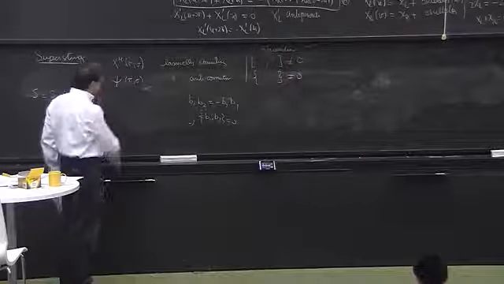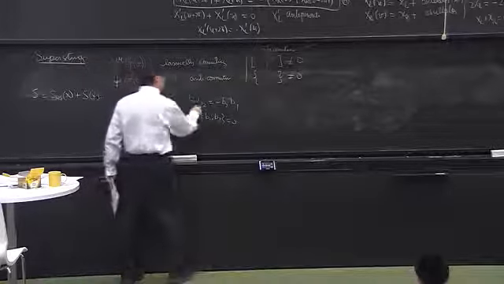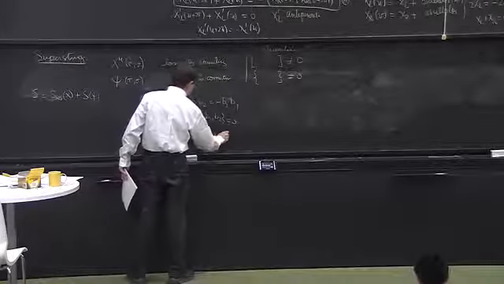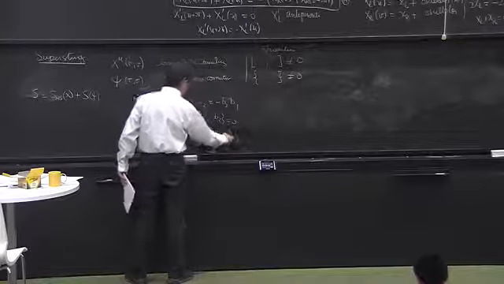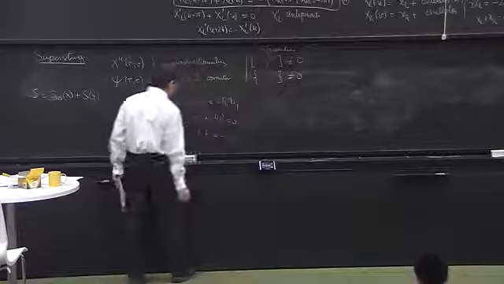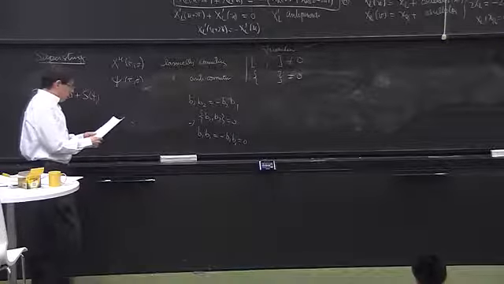An anti-commuting variable also satisfies this among itself. So B1 B1 is equal to minus B1 B1 if you reverse the order, and since it's equal to minus itself, it is zero.